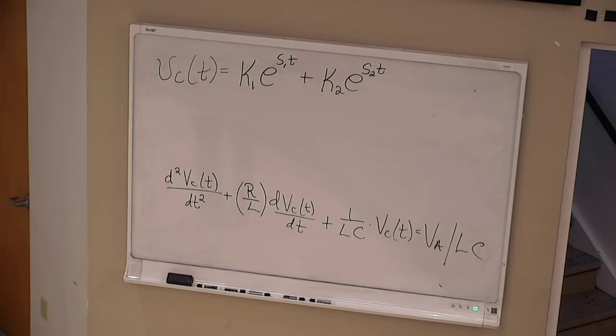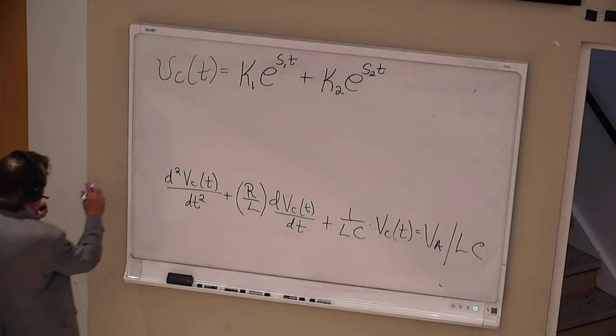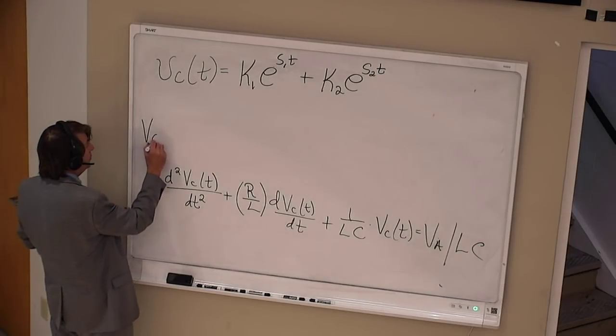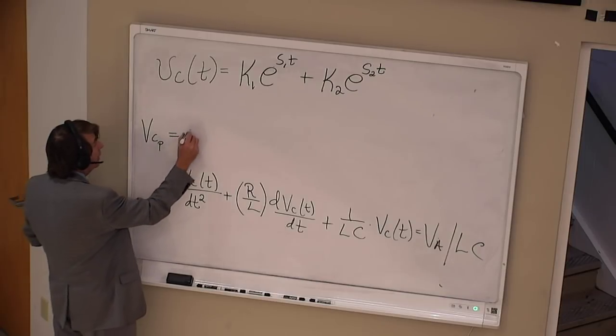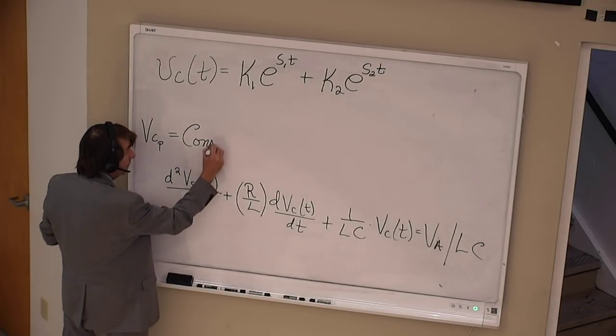Now, I'm not done yet. That's only part of the solution. What's the other solution? Exactly, the particular. Now, please don't fall into this trap. First order, the particular was the right-hand side. That's not always the case here. But what is always the case, let me just write it down here. V sub c particular is a constant.